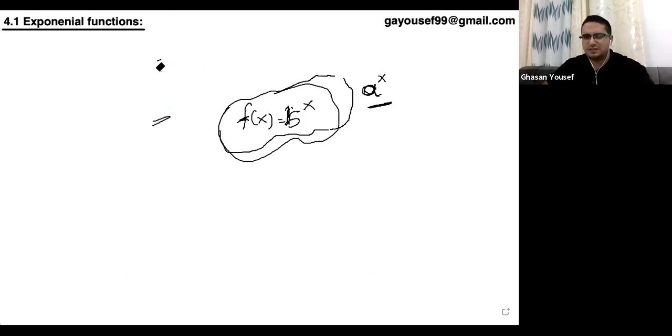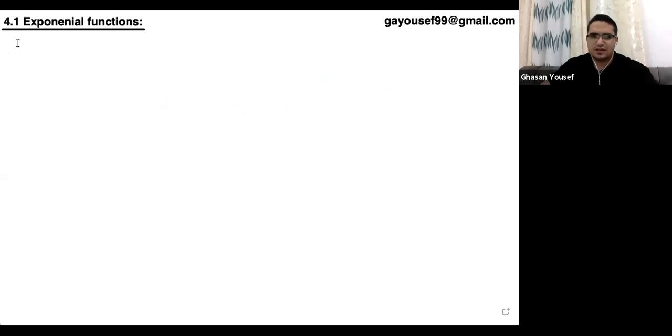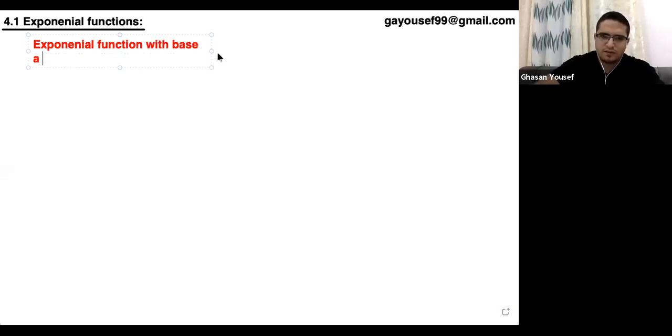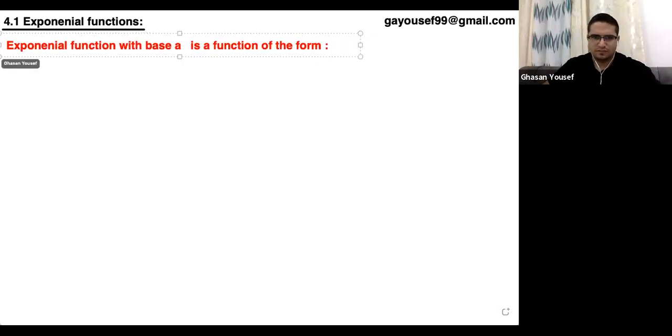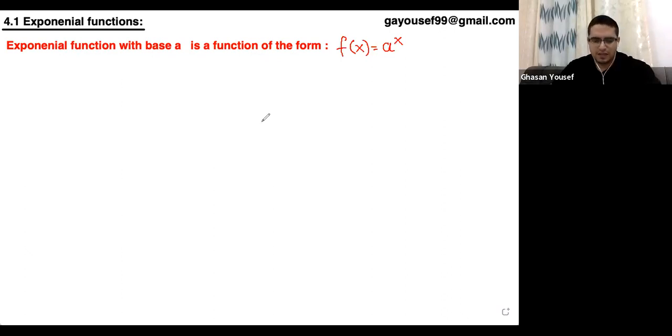So I can define the exponential function as a function of the form. Exponential function with base a is a function of the form f of x equal a to the power x. But here we have some condition for this function.